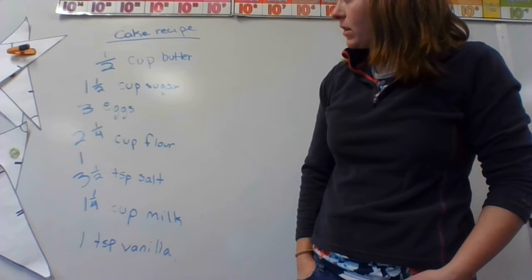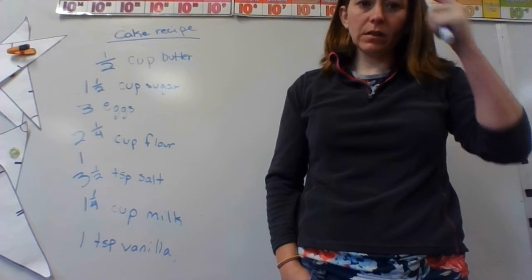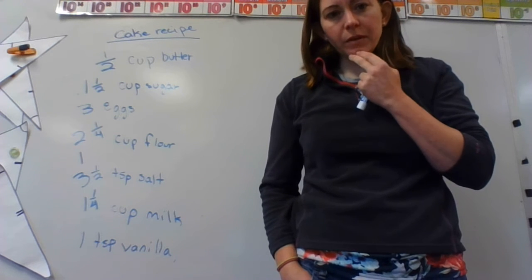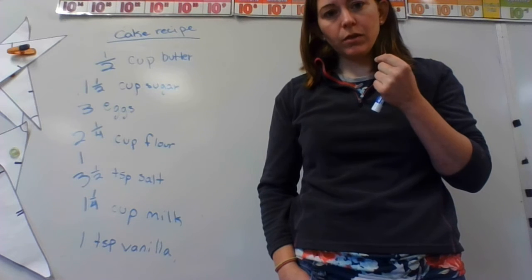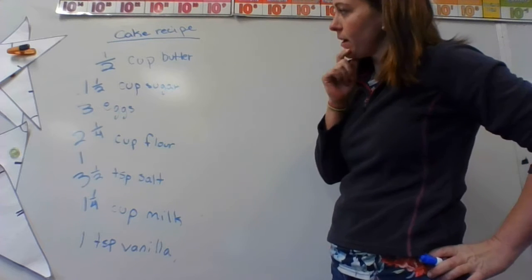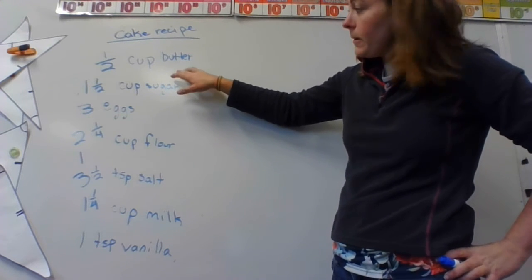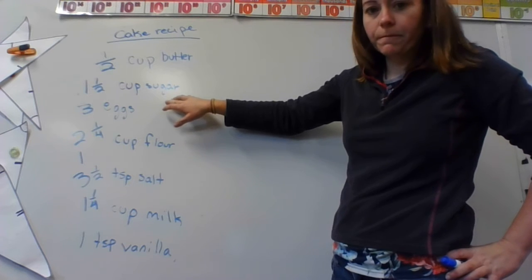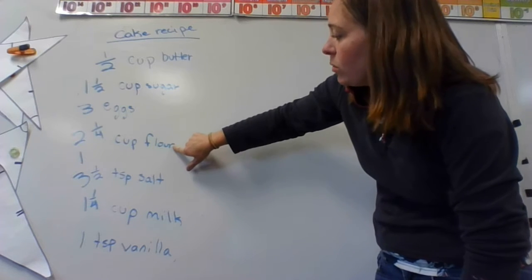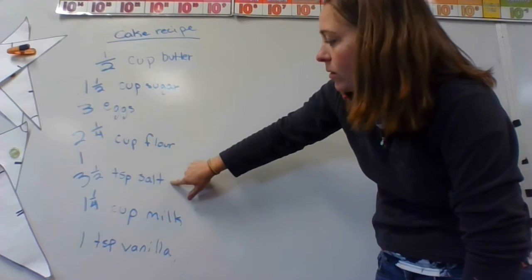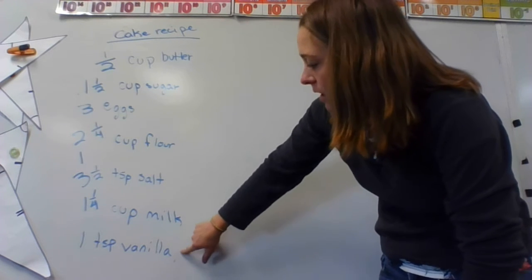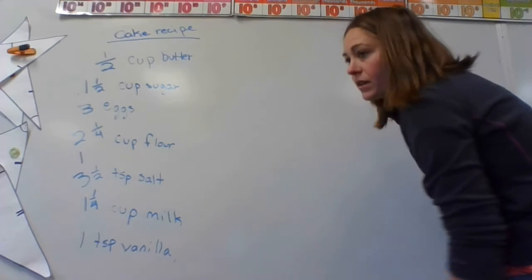I chose the one under fractions for $3. It says to go find a recipe and double or triple it to find out what you would need if you had to make more of that, with mixed numbers. So I found a cake recipe. We have 1/2 cup butter, 1 1/2 cups of sugar. Really hope that you can see this on your screen right now. 3 eggs, 2 1/4 cups of flour, 3 1/2 teaspoons of salt, 1 1/4 cups of milk, and 1 teaspoon of vanilla.